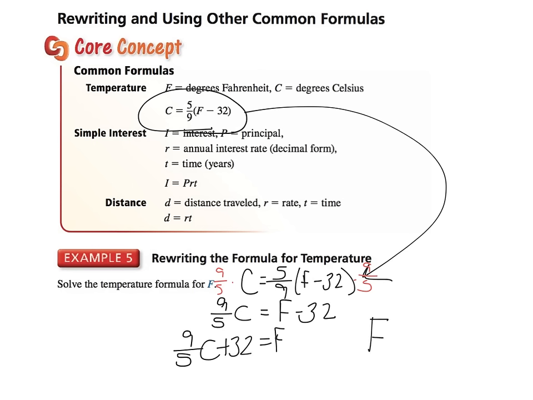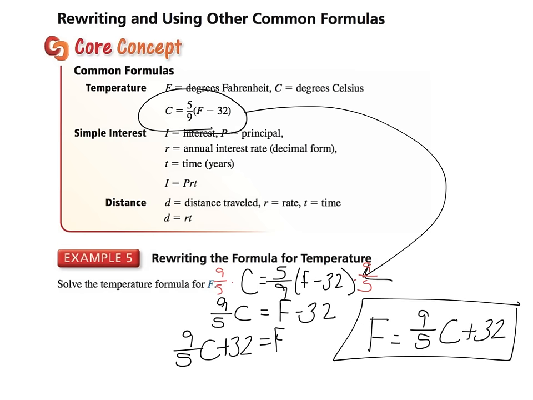So my equation would be Fahrenheit, or F, equals 9/5 C plus 32.